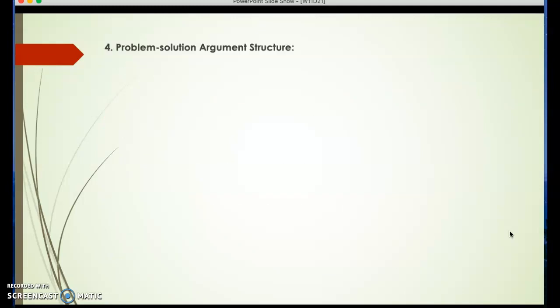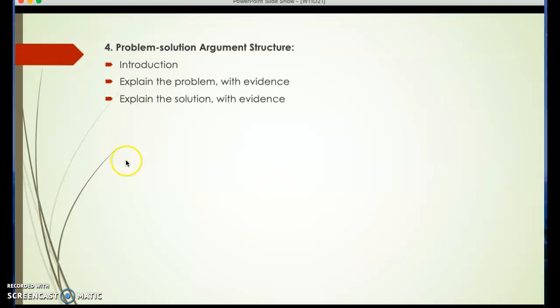So the next argument structure is problem or solution. And with this, we start off with an introduction, and then you go on to explain the problem and provide evidence for why this is a problem. So this is pretty similar to your stakeholder proposal that you guys did. You would then explain the solution and provide evidence for that, and show the opposition to your solution.